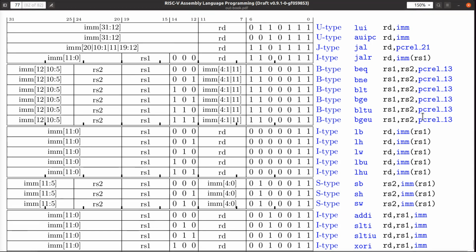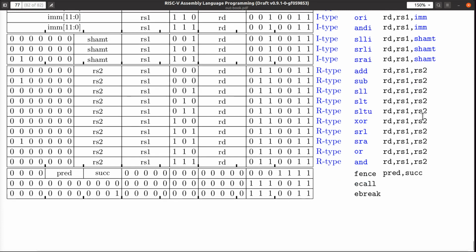So now let's start with what is arguably perhaps one of the easiest set of instructions to deal with. All the R-type instructions are in this one grouping down here. They all have the exact same opcode.